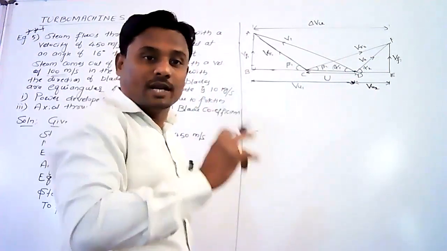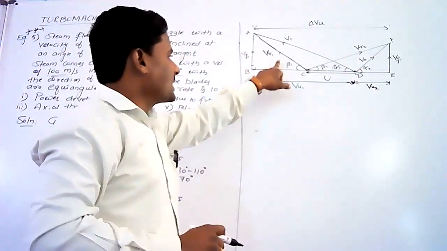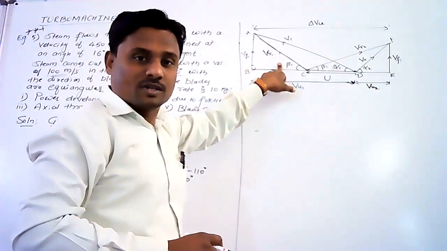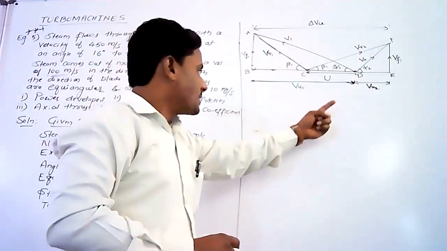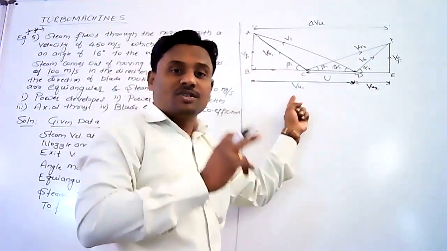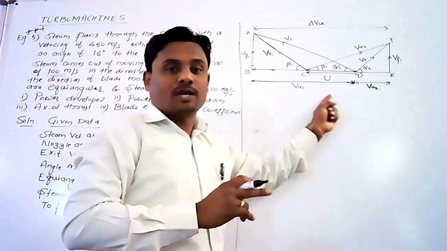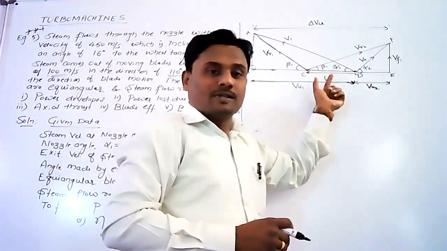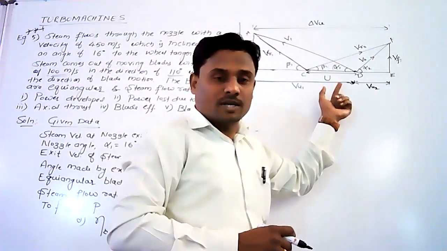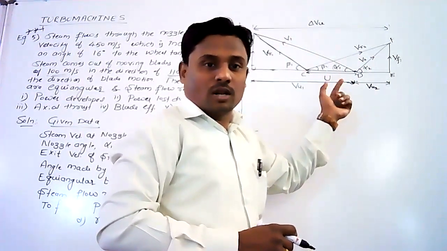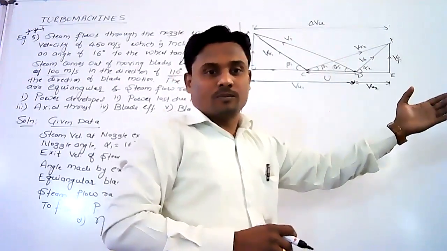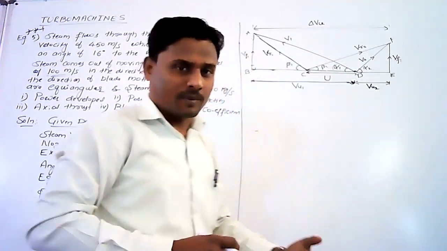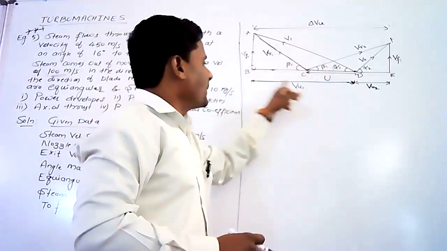Vr1 is the relative velocity component, which makes an angle beta 1 with respect to horizontal. And the third component is Vu1, the tangential velocity component at the inlet. Now here U is the tangential velocity of the blade. For an axial flow turbine, U1 equals U2. This is the inlet velocity triangle.